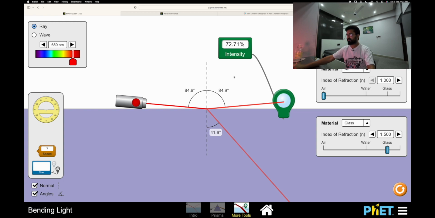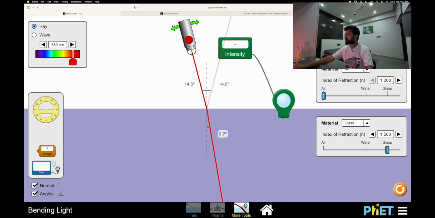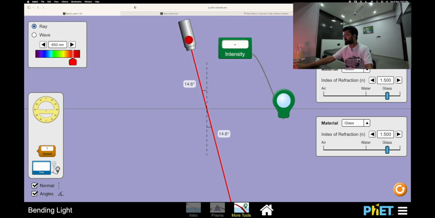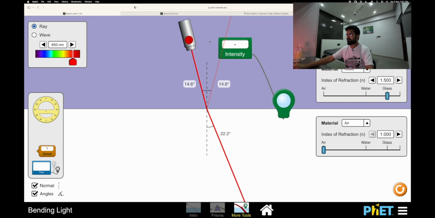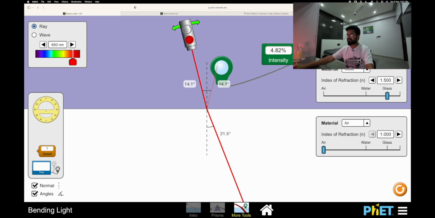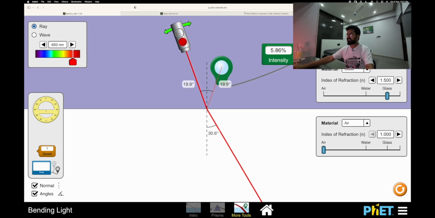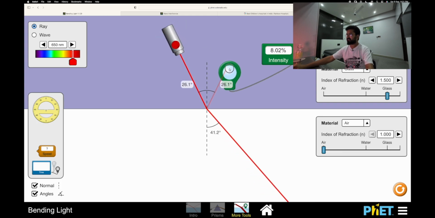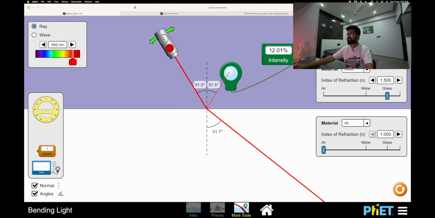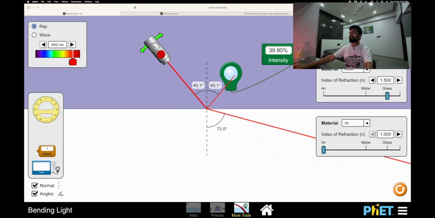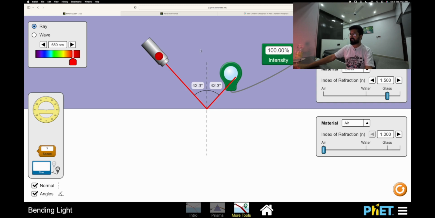Right? So let's do something else now. I'm going to change the top medium to glass and the lower medium to air, and we'll see whether the reflected ray becomes 100% at any angle. As I increase the angle of incidence, the intensity percentage increases proportionally. You can see it just keeps on increasing as the angle of incidence increases. That's great. At 42.3 degrees, or even maybe lesser than that, it's about around 42 degrees.